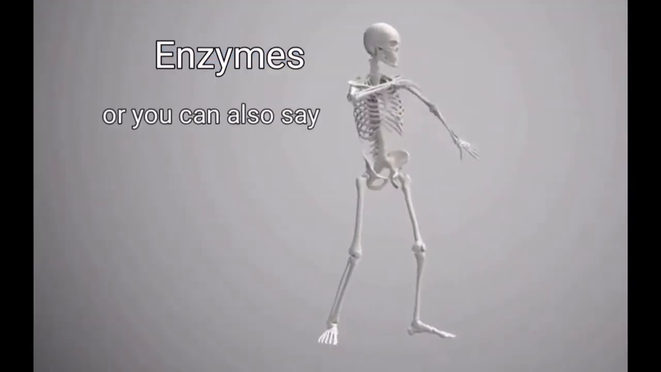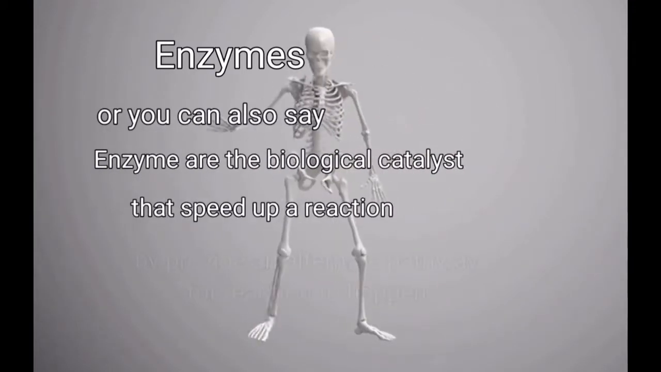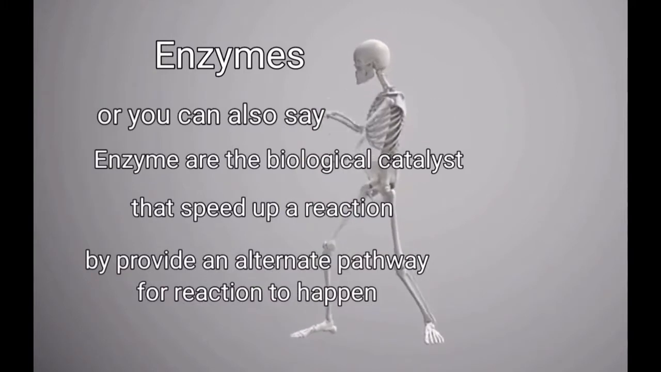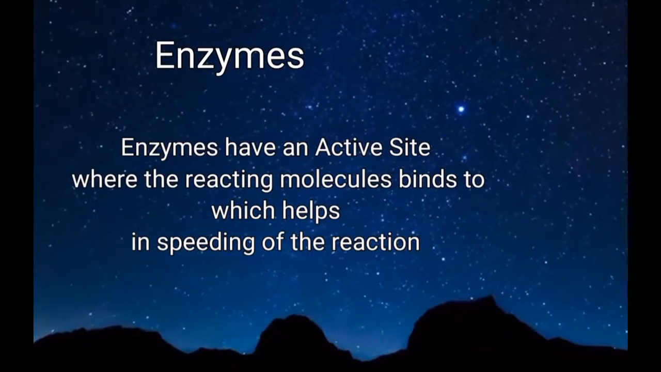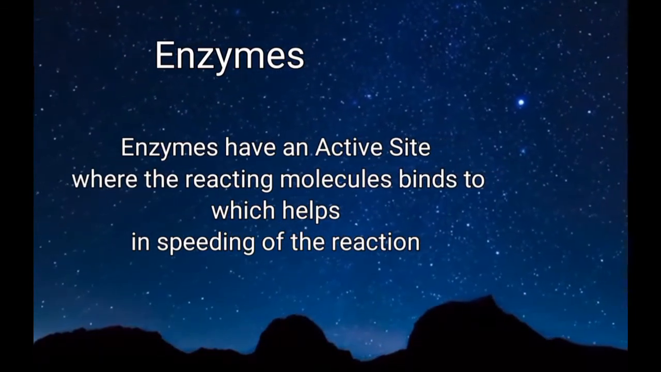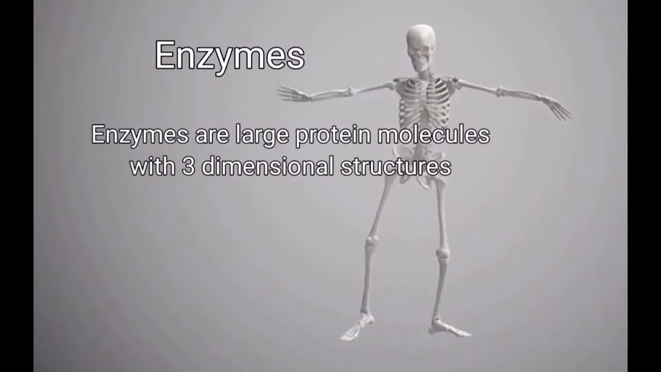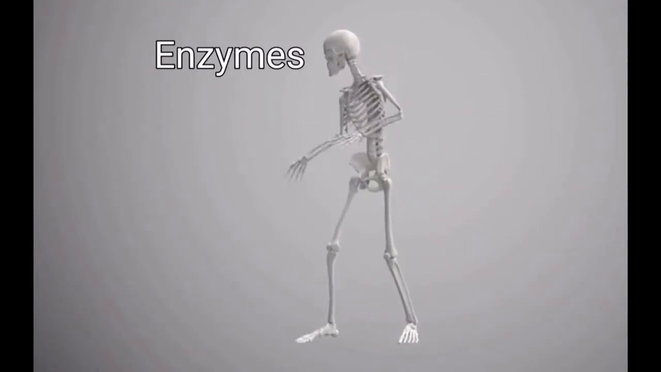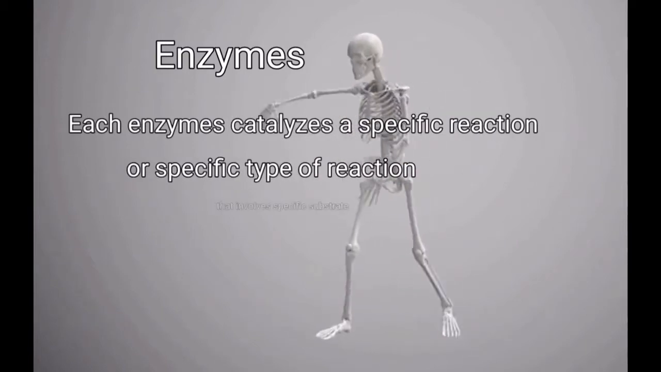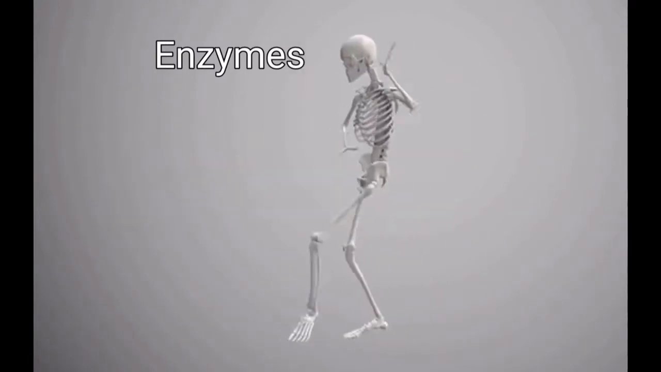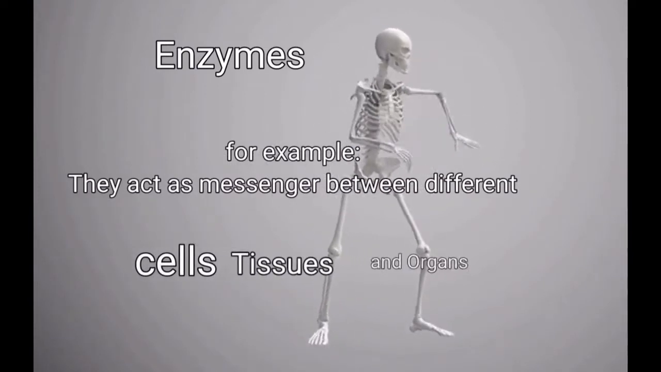Or you can also say enzymes are biological catalysts that speed up a reaction by providing an alternate pathway for the reaction to happen. So the enzymes have an active site where the reacting molecules bind, which helps in speeding up the reaction. Enzymes are large protein molecules with three-dimensional structures. Each enzyme catalyzes a specific reaction or a specific type of reaction that involves a specific substrate. For example, they act as messengers between different cells, tissues, and organs.